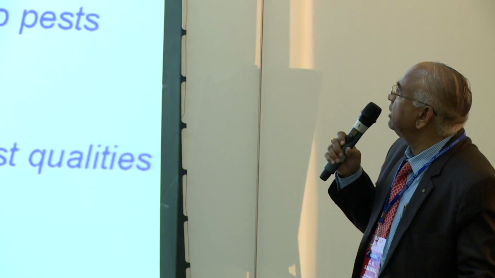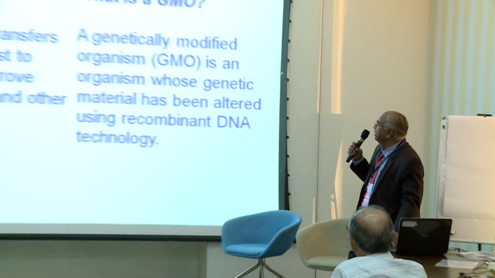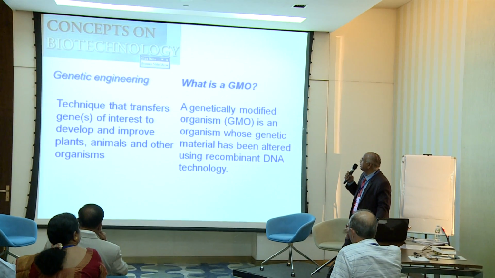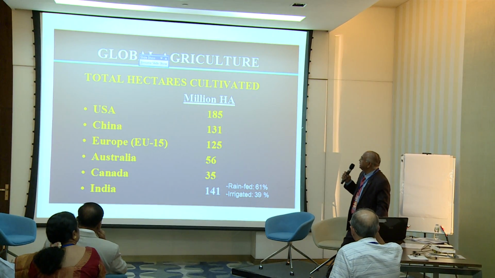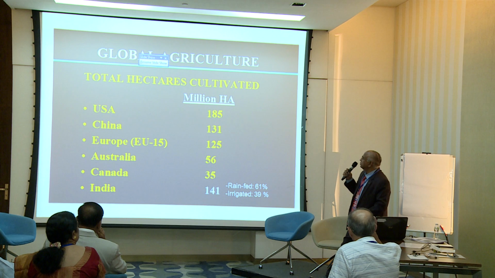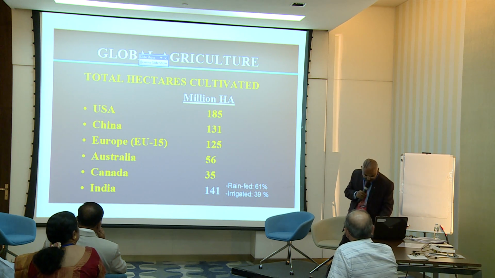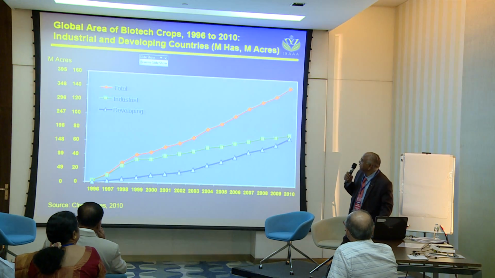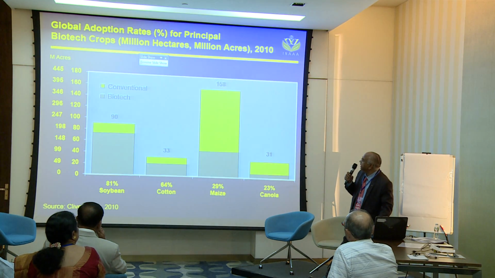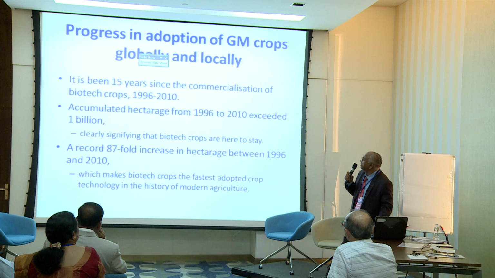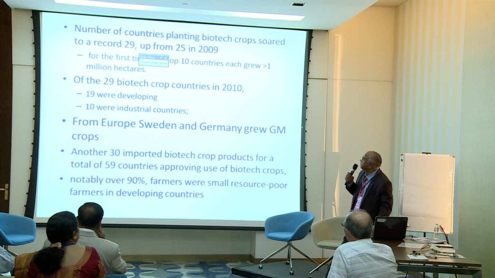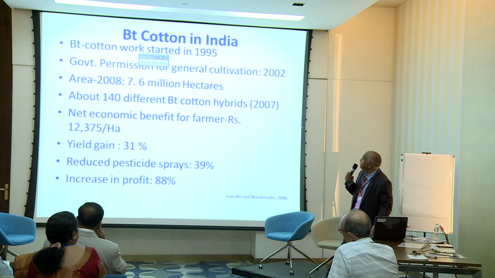Now these are the techniques, different techniques. I will not take much time, and see, this is globally how the total hectares are cultivated and all those things. Now these are the things shown graphically, the production and adoption of GM crops globally and locally. This is the one where I will not take much time because my colleagues are waiting for me.